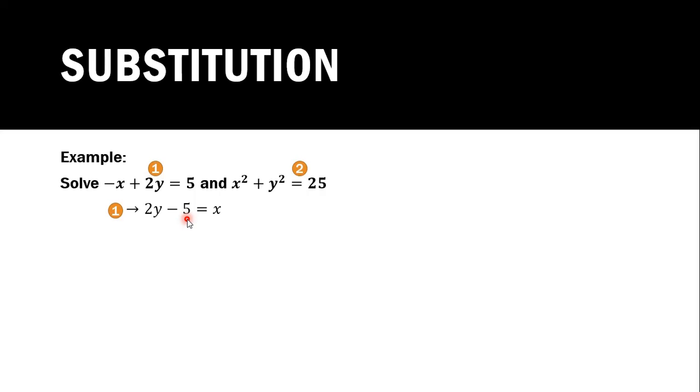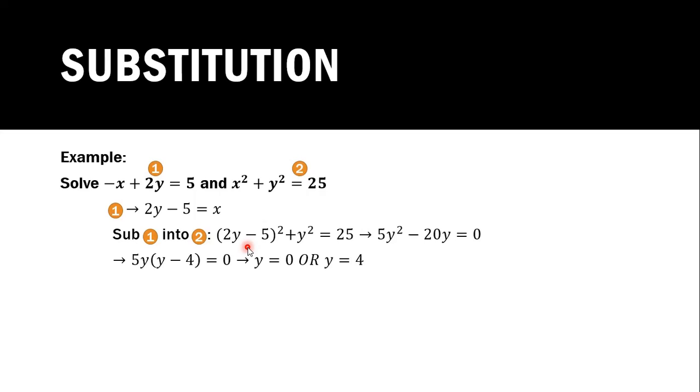And then what you can do is substitute number 1 into number 2 now. And because we've got this equal to x, we're going to put 2y minus 5 in as x. So here we're going to end up with 2y minus 5 squared plus y squared equals 25, which can be rearranged, simplified, etc. to get 5y squared minus 20y equals 0. Simplify that, you get 5y lots of y minus 4 equals 0. So y equals 0 or y equals 4.